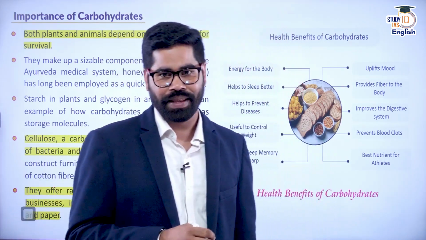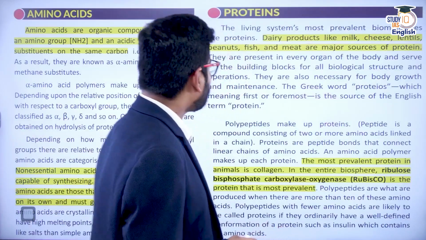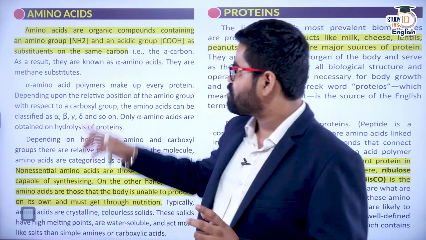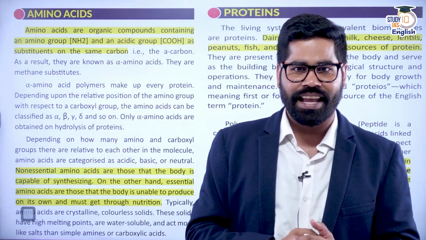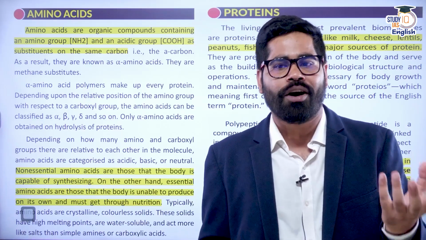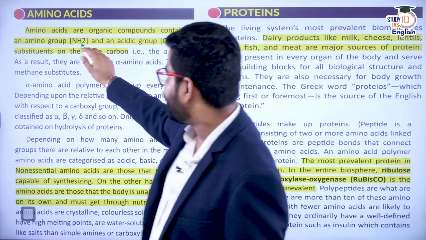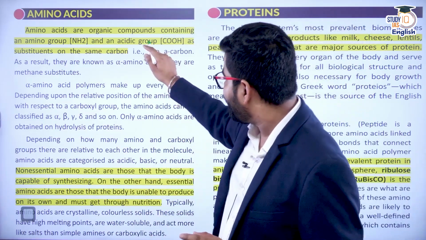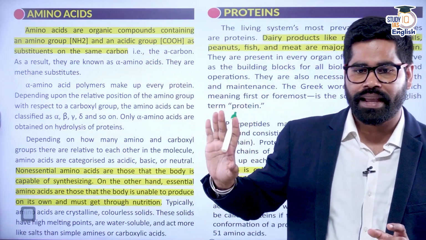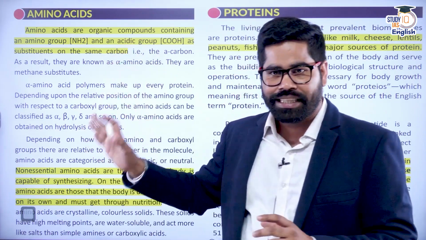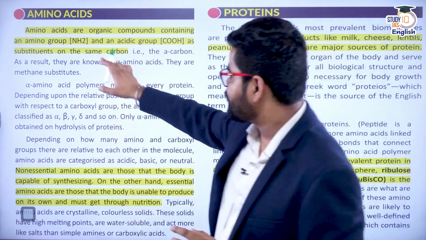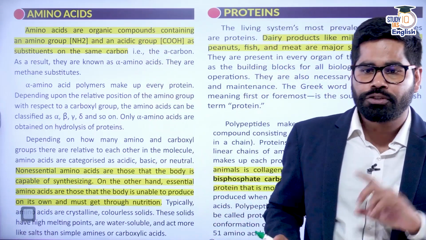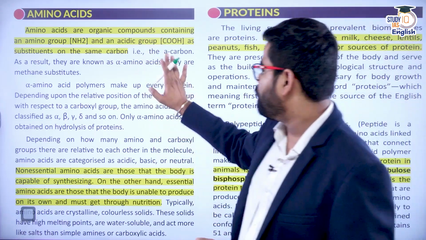Then, if we talk about the other important biomolecules, we have amino acids. Amino acids are organic compounds which contain the NH2 group, the amino group, and an acidic group as well. Basically they are also hydrocarbons, but they consist of an amino group and an acidic group, due to which they are called amino acids.